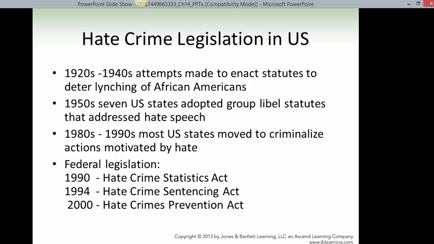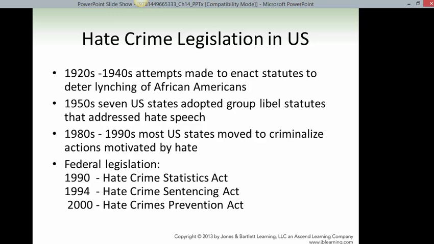Hate crime legislation in the United States. In the 1920s to 1940s, attempts were made to enact statutes to deter lynching of African Americans. In the 1950s, 7 U.S. states adopted group libel statutes that addressed hate speech. In the 1980s to 1990s, most U.S. states moved to criminalize actions motivated by hate.